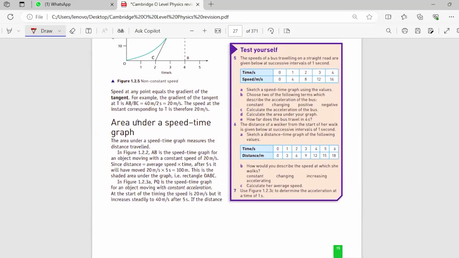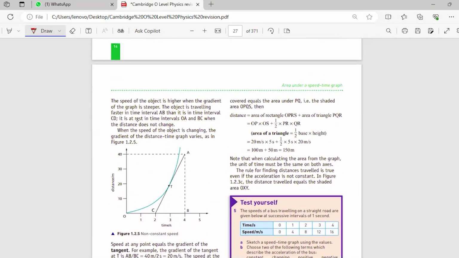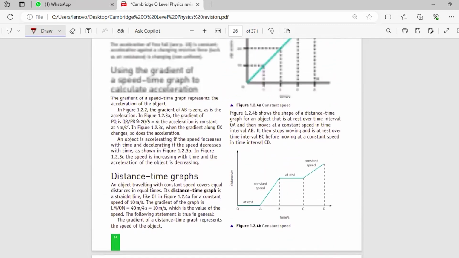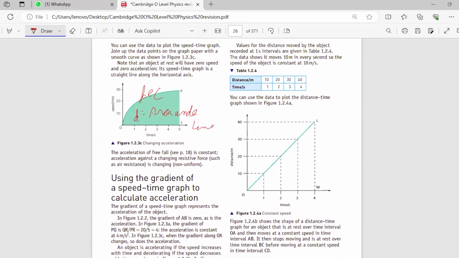From this figure 1.23, determine the acceleration at 1 second. For such questions, we have to find the acceleration at a particular instant. For that, we draw the gradient at that point. We will draw the gradient line touching the curve at that single point, then find its rise over run. This will give us the acceleration at that instant.